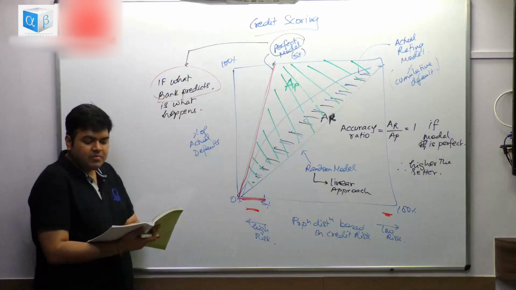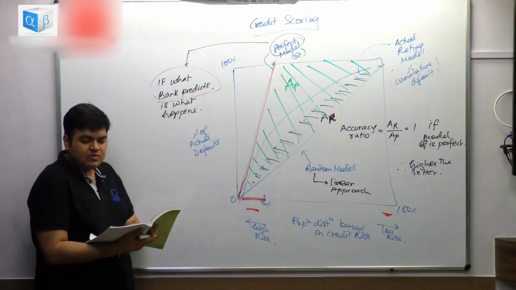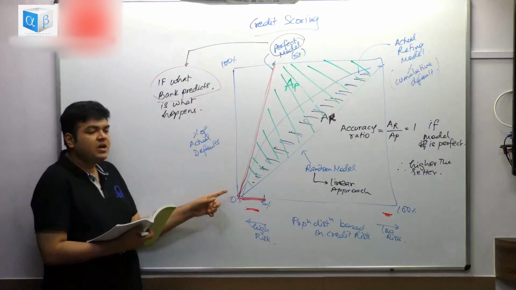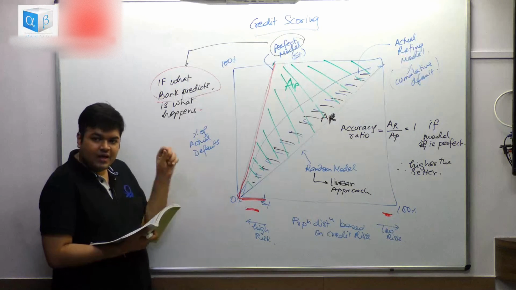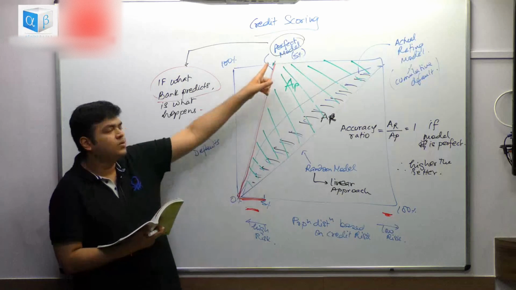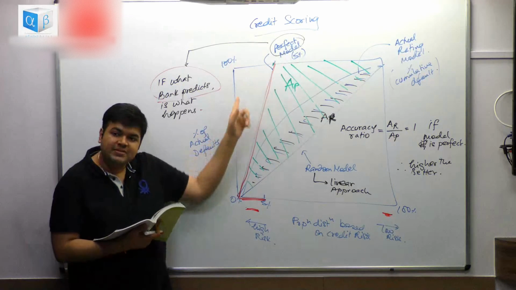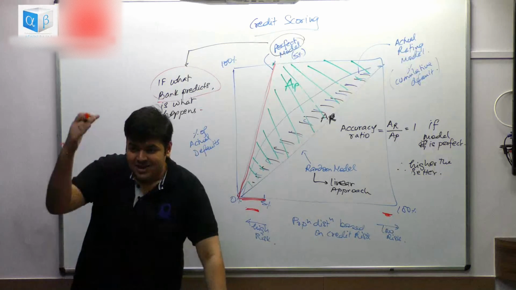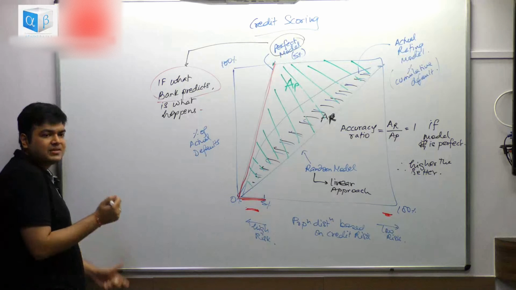Next paragraph, bullets. First bullet, in a perfect model, if the bank predicts 5% of the accounts will default, then 100% of those defaults will come from the riskiest 5%. Are you understanding the point? If the bank is giving you a perfect model and the default rate is equal to 5%, then the 5% default will be from the riskiest people. Understand the serial order in which things are happening.